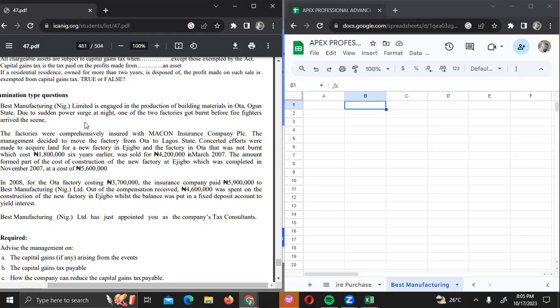which yields interest. Best Manufacturing Nigeria Limited has just appointed you as a company tax consultant. Required: A, advise the management on the capital gain, if any, arising from the event. B, the capital gain tax payable. C, how the company can reduce the capital gain tax payable. All right.